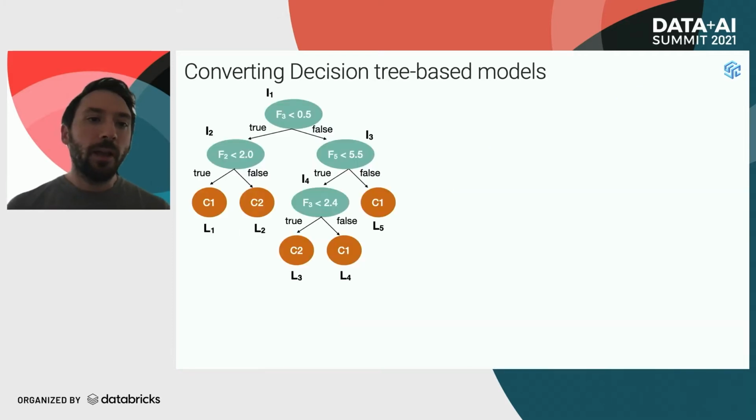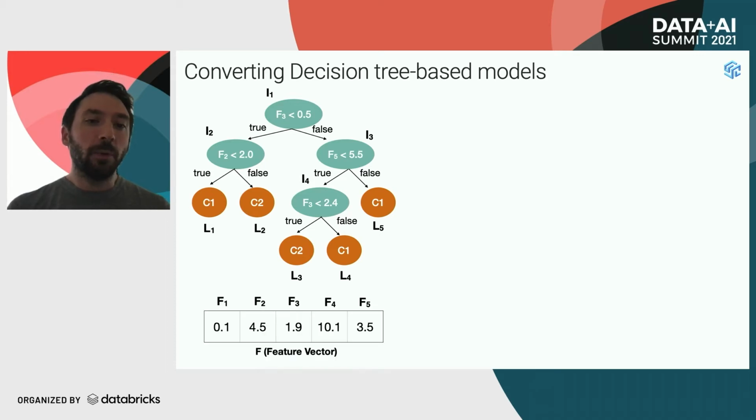So here on the left, you can see a simple decision tree. In this decision tree, we have 4 internal nodes and 5 leaf nodes. And we are basically using 5 input features to do inference over this decision tree. So let me explain how Hummingbird is able to do inference over this decision tree.